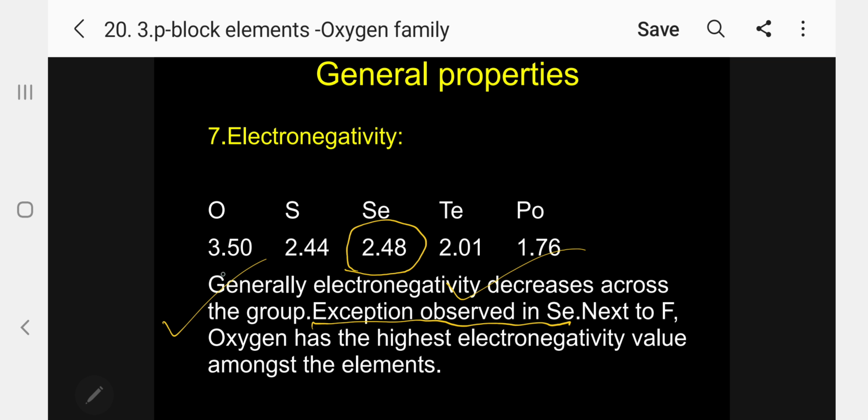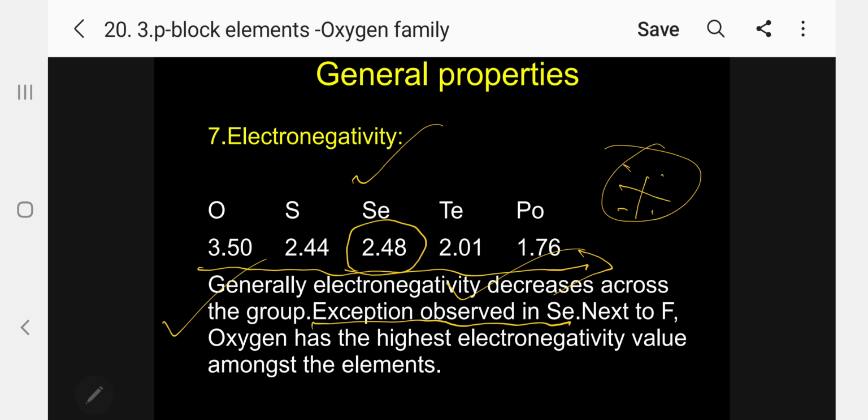So normally, as per the rule, it has to decrease across the group. So 3.5, 2.4. So it should be 2.2, 2.3. But exceptionally, selenium is having greater than 2.44. So it is an exception, kindly note. Keep it in your mind, memorize. So next 2.1, and another is polonium 1.76.